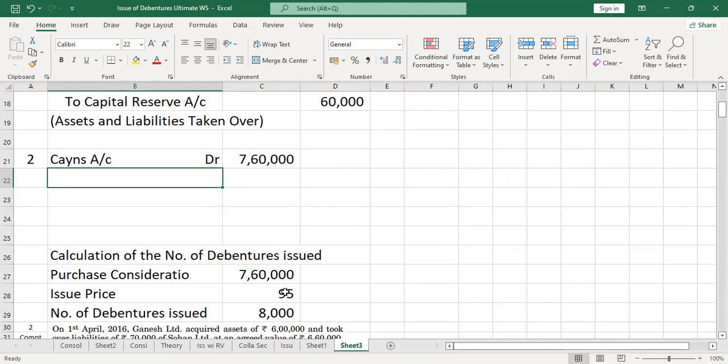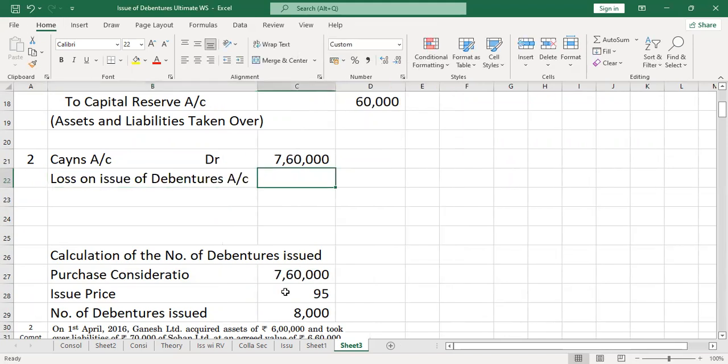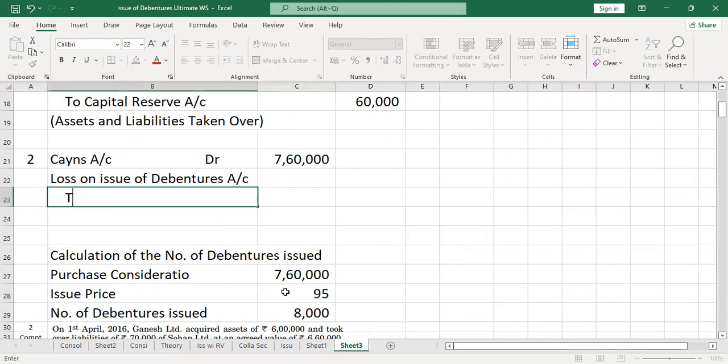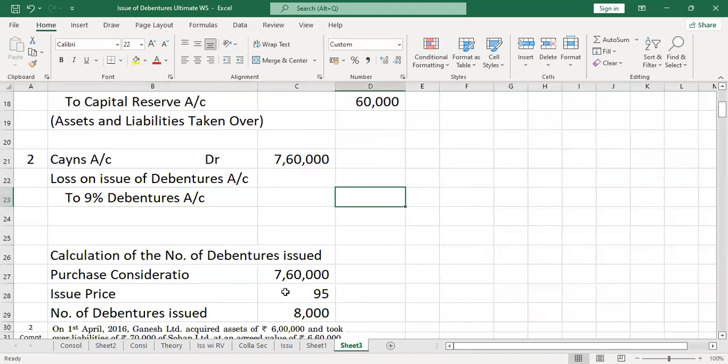Whenever you issue debentures at a discount, loss on issue of debentures account will be debited. Understood, my dear children? The loss on issue of debentures account will be debited, and 9% debentures account will be credited. As I have already mentioned earlier, 9% debentures account will be credited with the face value of the debentures issued. Face value of the debentures in this case is 100 rupees, right? So 100 into 8,000 debentures is 8 lakh rupees.